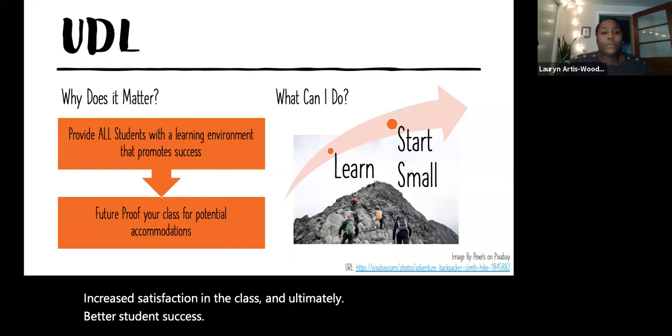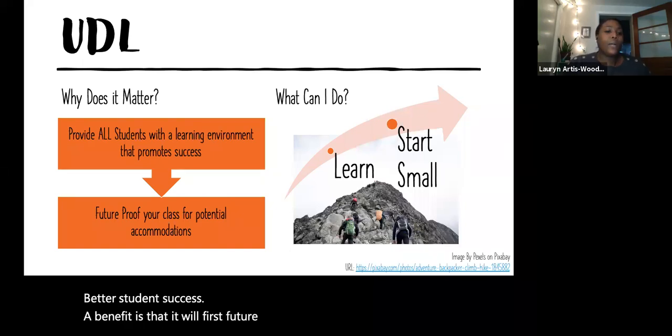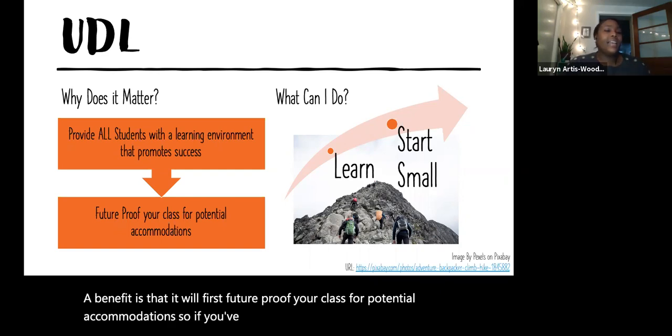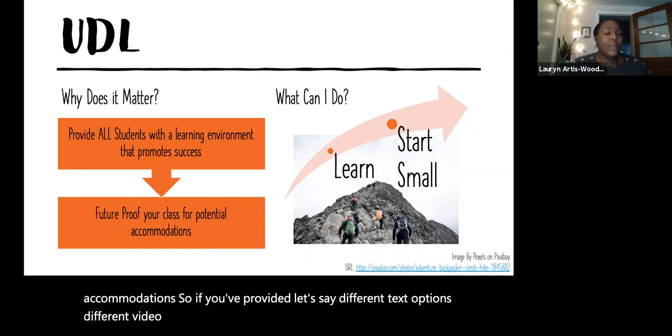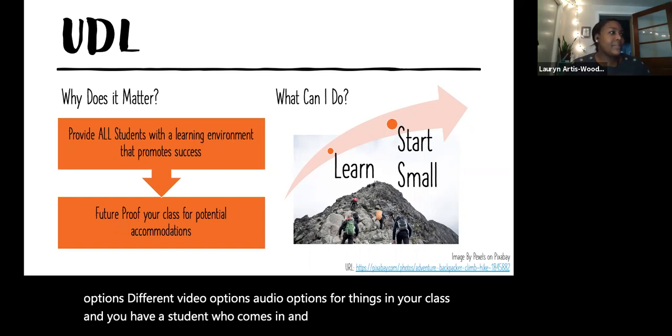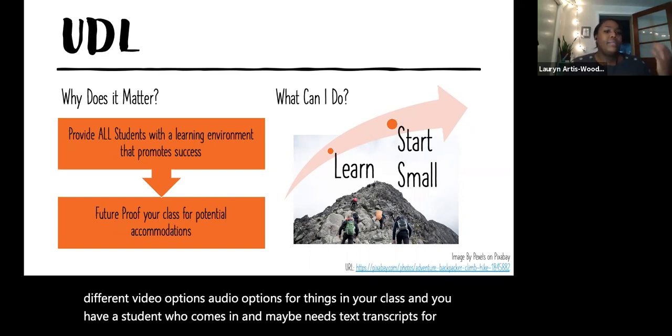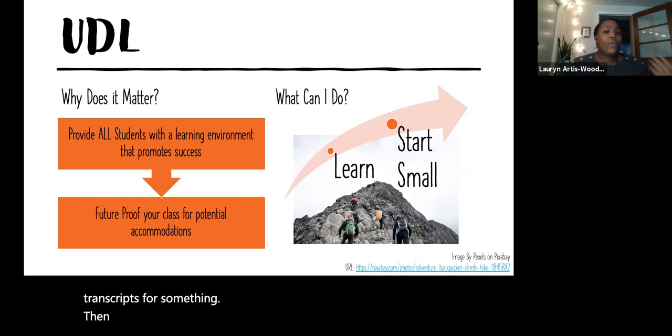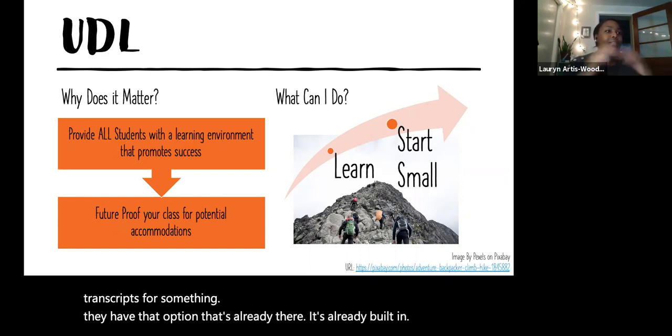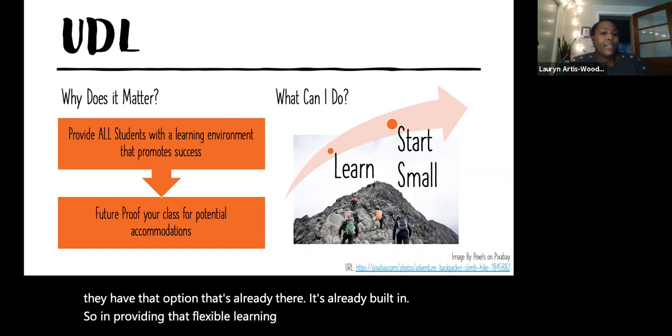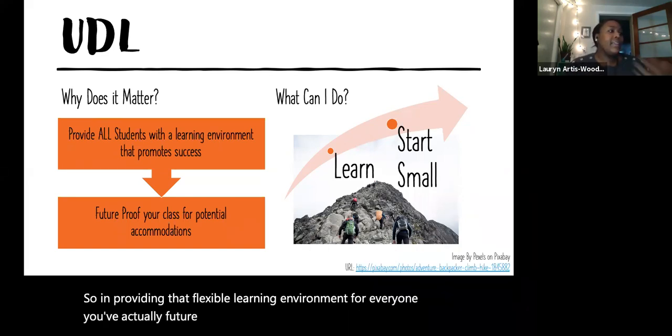A benefit is that it will future-proof your class for potential accommodations. So if you've provided, let's say, different text options, different video options, audio options for things in your class, and you have a student who comes in and maybe needs text transcripts for something, then they have that option that's already there, already built in. So in providing that flexible learning environment for everyone, you've actually future-proofed yourself in the event that you have a student who needs an accommodation.